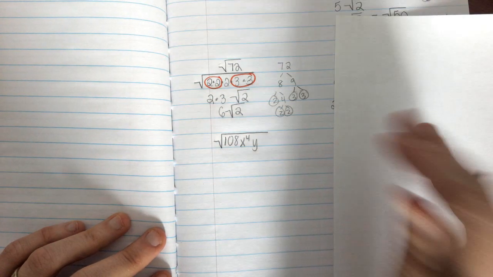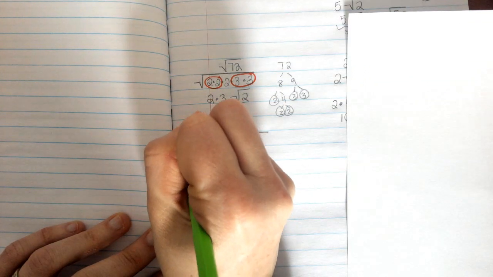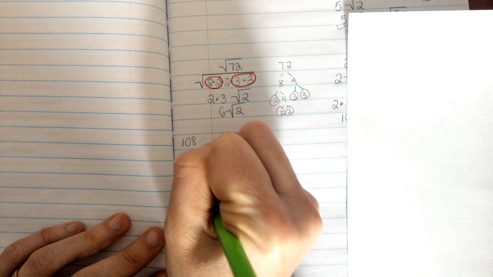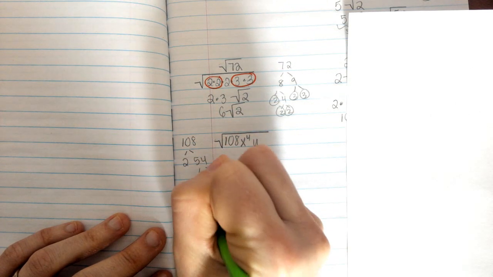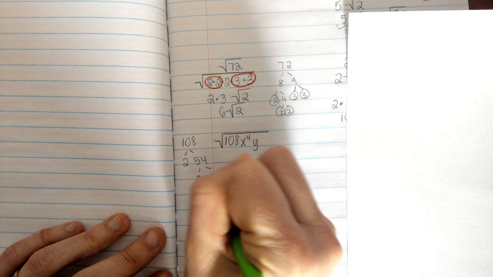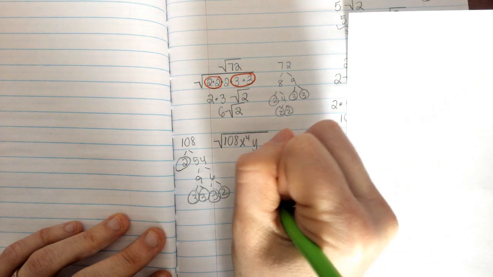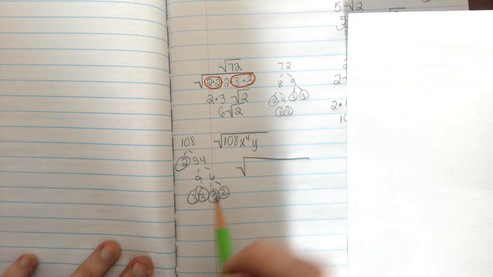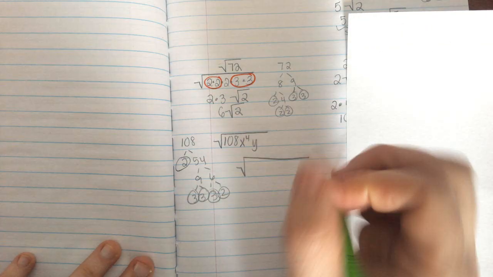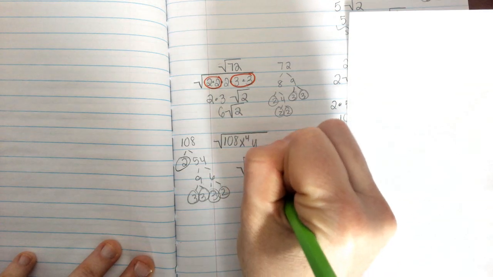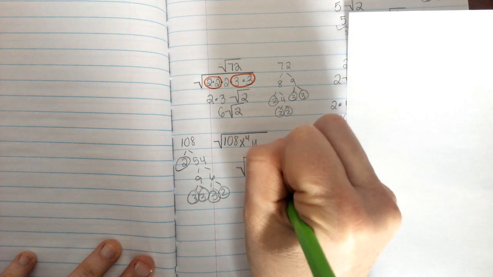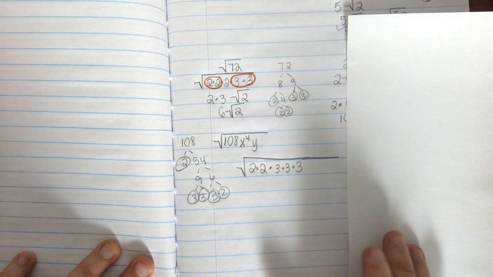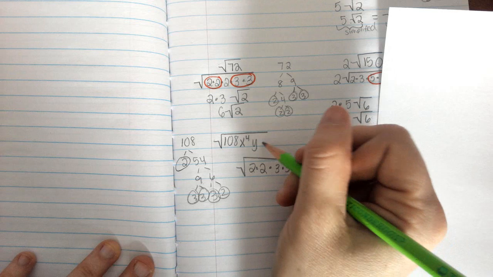It starts out the same way. We're going to do a factor tree of 108. So that could be like 2 and 54, 9 and 6, 3 and 2, 3 and 3. So when I rewrite it, I can rewrite this as 1, 2 2s, and 1, 2, 3 3s. So once I get here, I have x to the 4th and y.